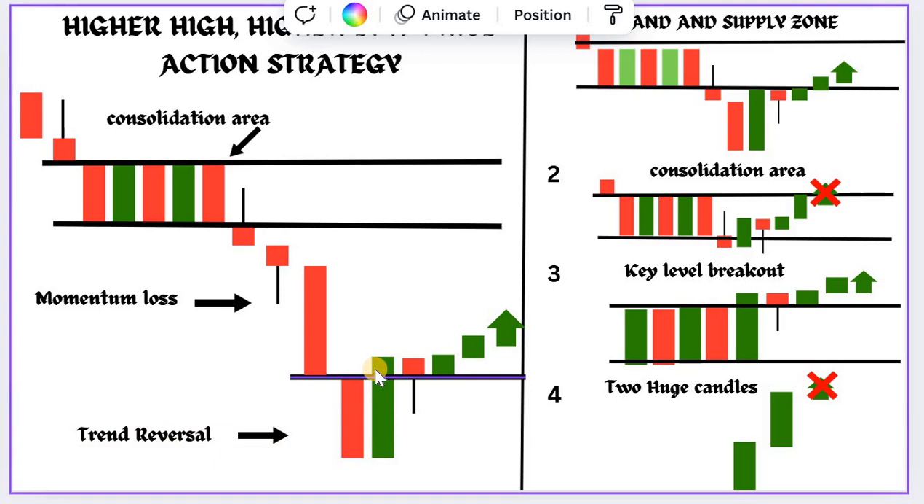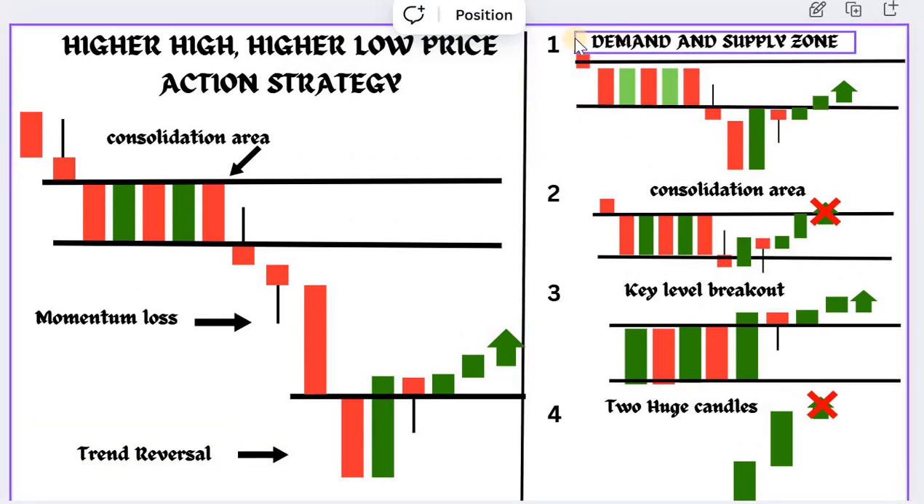So with that said, we've gotten the situation where we can start applying this continuation pattern. Let us look at specific scenarios, where we can trade this pattern and how we can trade them. The first of these scenarios is the demand and the supply zones.